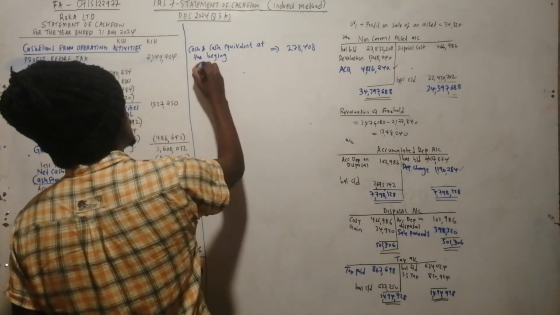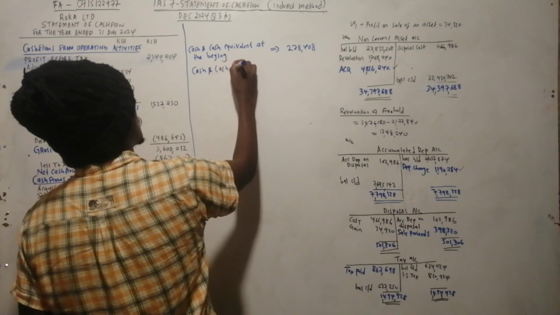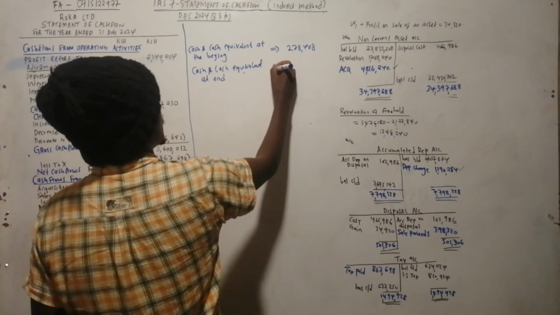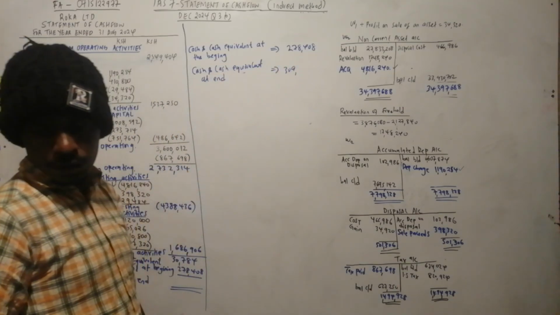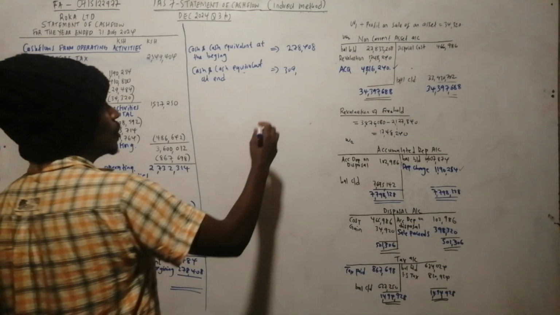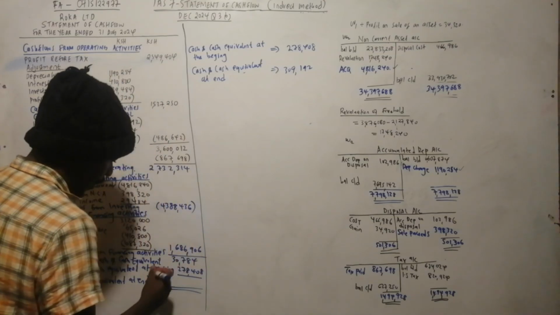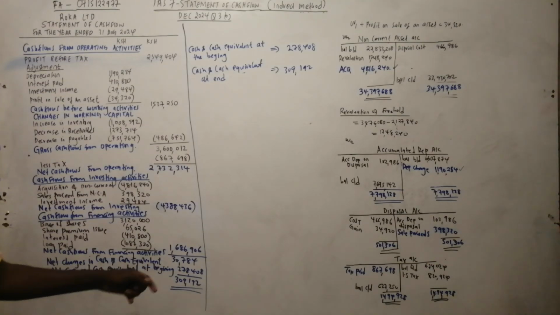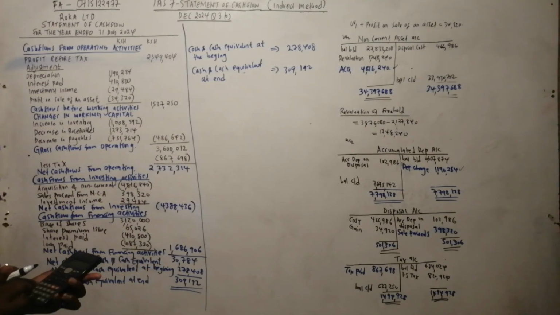So at the end, cash and cash equivalent, according to our balance sheet, is 309,192. So when you add, let us confirm. Net cash and cash equivalent at the beginning is 30,784 plus 278,408. So 309,192. That one is correct.